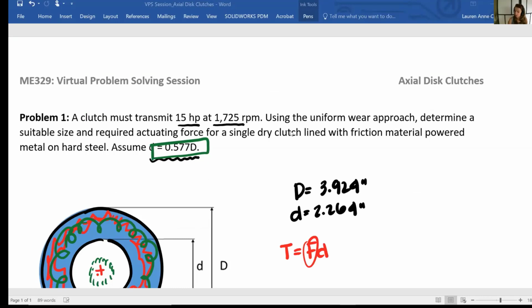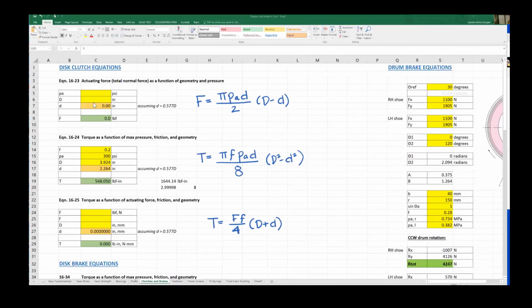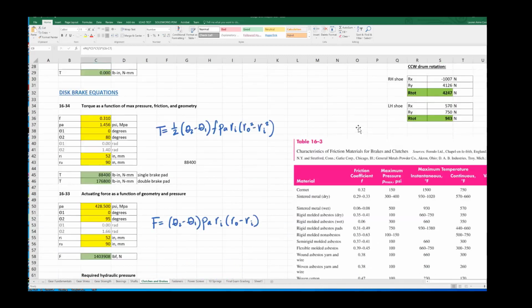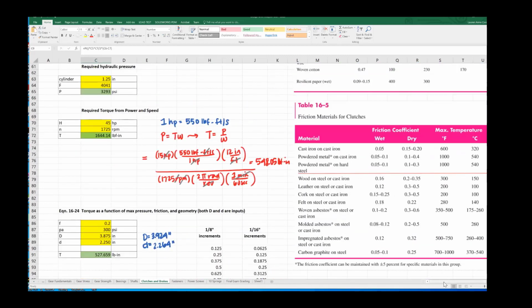Okay, the last part of this problem is to figure out the required actuating force that would be needed given the geometry that we have to generate the pressure that we want. So in this case, 300 psi. So that's equation 16.23. So we'll just use dimensions from down there just to show you that it's the same number. So we want to generate 300 psi. We would need an actuating force of 1,771.2 pound force.